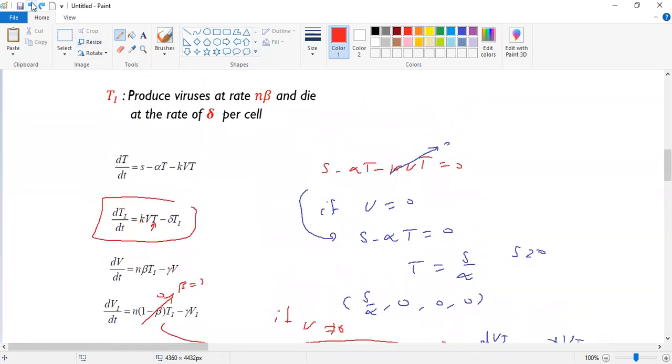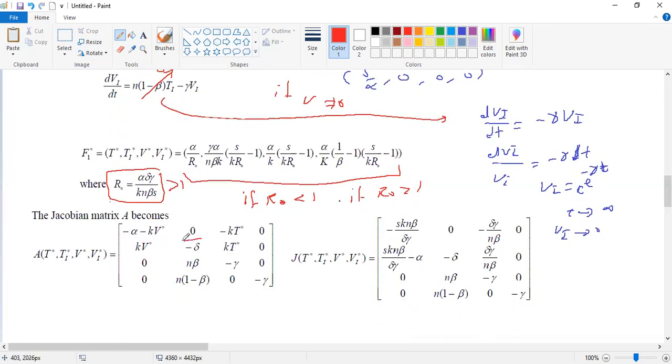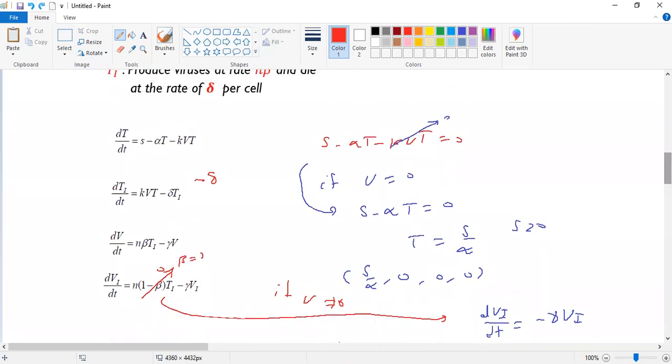So now the partial derivative of TI. See, now this one, the partial derivative. What about the partial derivative of this one? It would be negative delta. Why? Because this one is zero, negative delta. So here, what I have here, negative delta. See, I have negative delta. This one. And then the partial derivative of V.